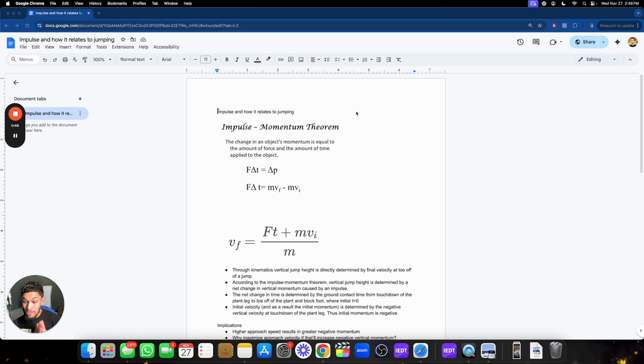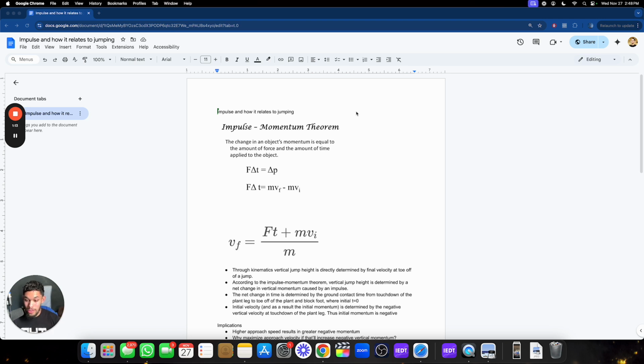Now, a change in momentum is your final momentum minus your initial momentum. The final momentum involves the final speed that you're looking at. So when it comes to a vertical jump, that's toe off. Right when it's the final frame that your feet are on the ground, that's your final velocity at toe off. So your momentum is how heavy you are multiplied by how fast you're moving up. That's your final momentum.